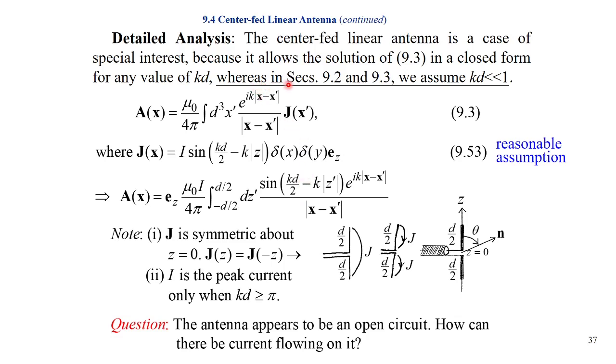However, in the previous two sections, sections 9.2 and 9.3, we made the assumption that kd is very, very small, but here we don't have to do that. Yes, we will do that later, but not now. So the vector potential A is mu 0 over 4 pi, the integral d3x prime, exponential of ik times the magnitude of x minus x prime, divided by the magnitude of x minus x prime, times the current source in terms of x prime, where the current source is written in this form.